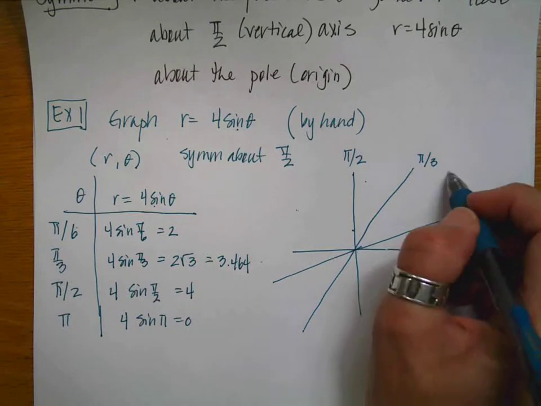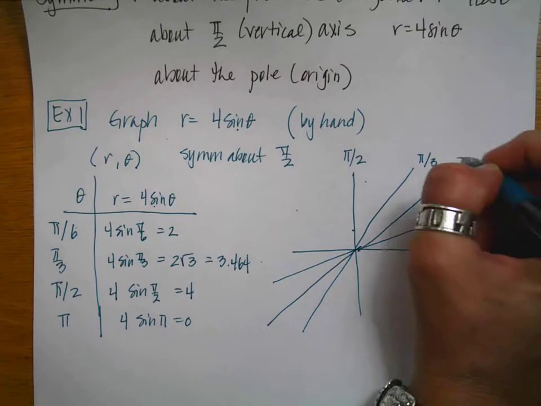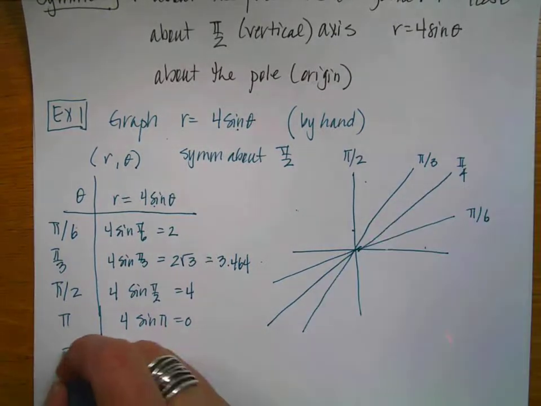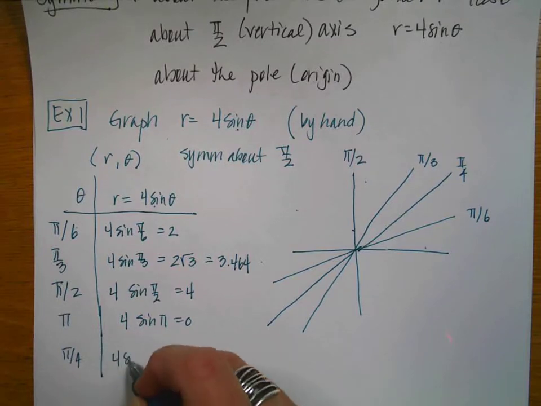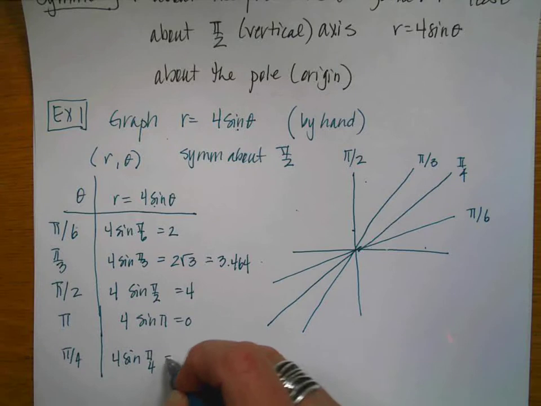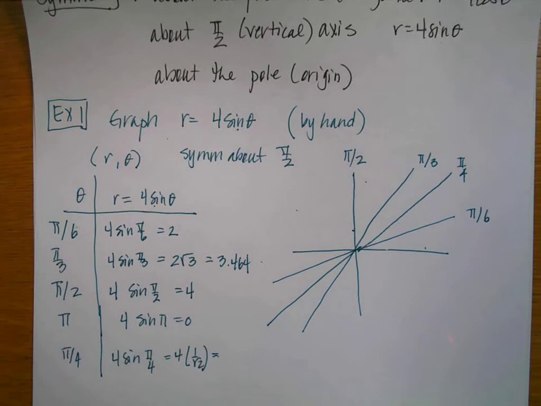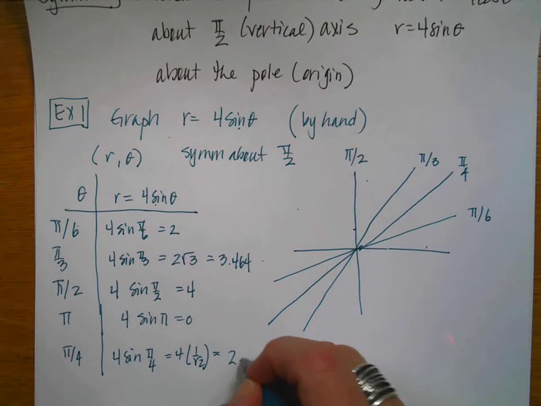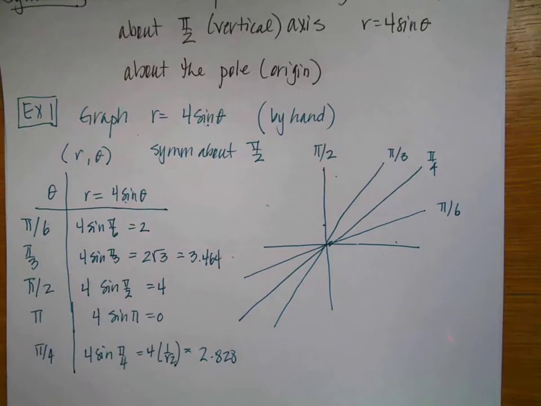And if I really wanted a little bit more accuracy, I would have done maybe pi over 4. So pi over 4 is 45 degrees. So I'm going to have 4 times the sine of pi over 4. So it's 4 times 1 over radical 2. And then if I get the decimal equivalent, because I didn't do that ahead of time, 4 divided by radical 2, I get 2.828. Alrighty, so now let's plot the points and we're going to talk about our symmetry.